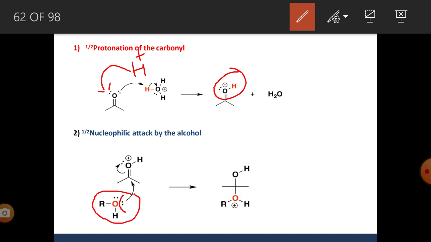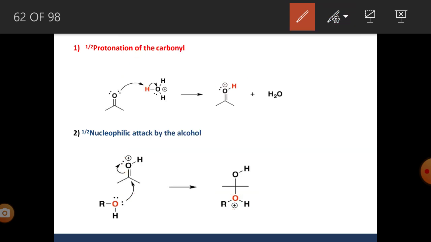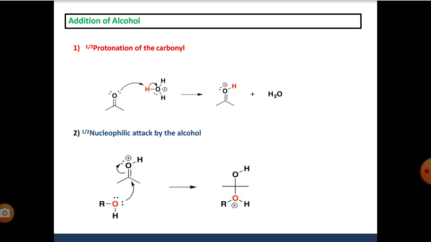Again this oxygen which is present in the alcohol is an electron rich center which attacks this carbonyl carbon, because again this pi pair shifted onto oxygen. So this carbon became electron deficient, and there is addition of alcohol on the carbonyl compound. So alcohol also we are using in the second step.